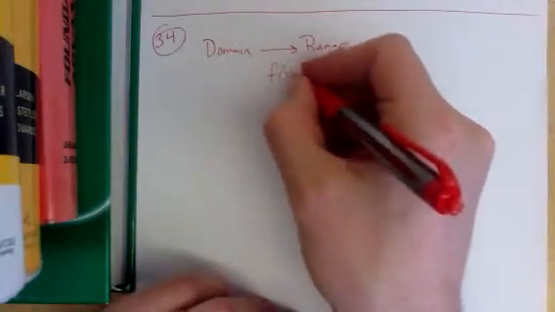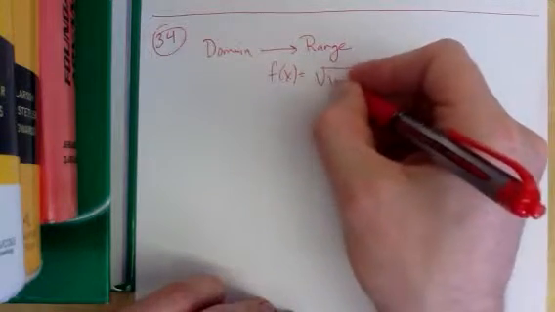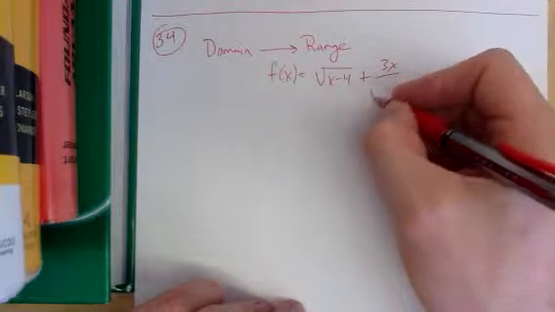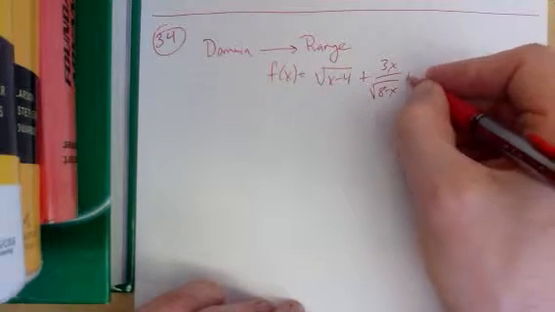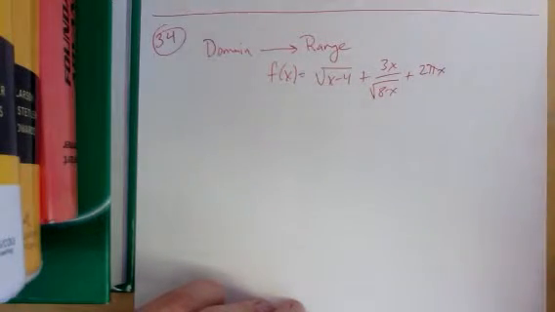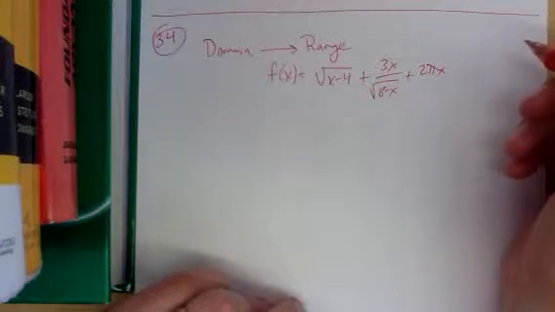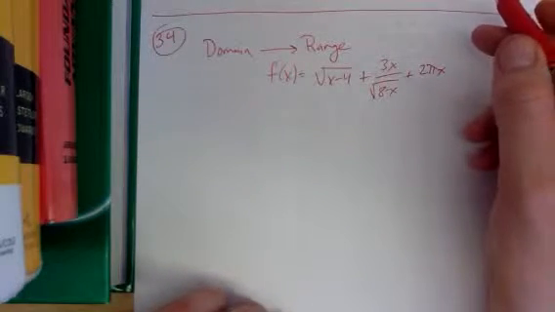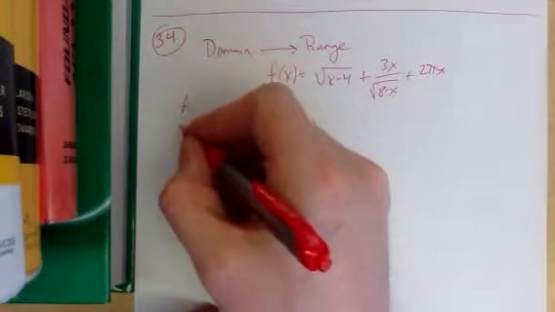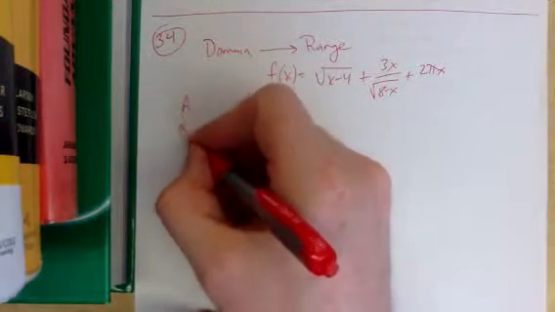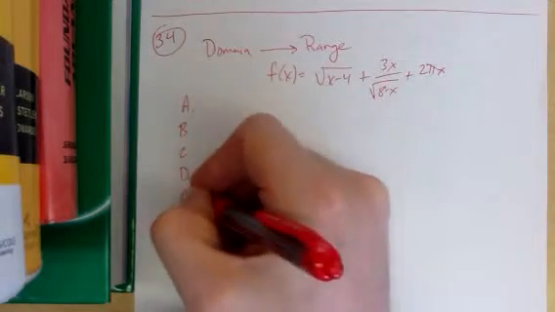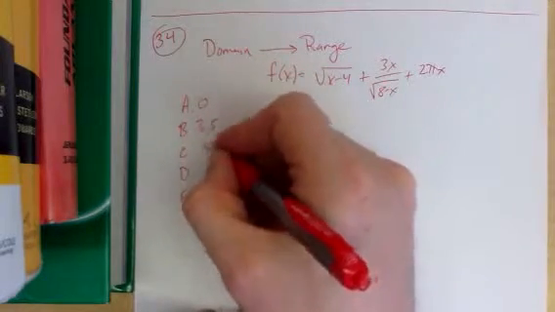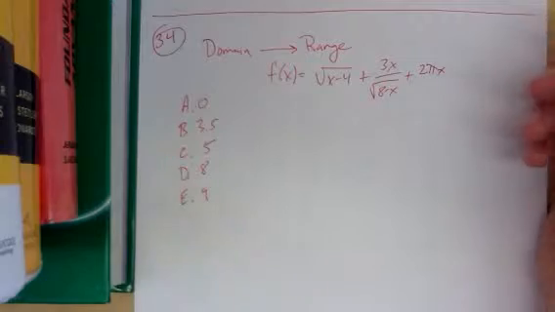So in this case, f of x is equal to the square root of x minus 4 plus 3x over the square root of 8 minus x plus 2 pi x. Okay, now in terms of finding numbers in the domain, we need to find the number that is, which means there's going to be a whole bunch here, 4 in fact, that are not. Let's start with a process of elimination and see where we go. 5, 8, and 9. So those are our choices.